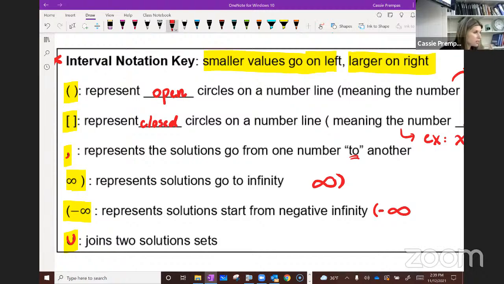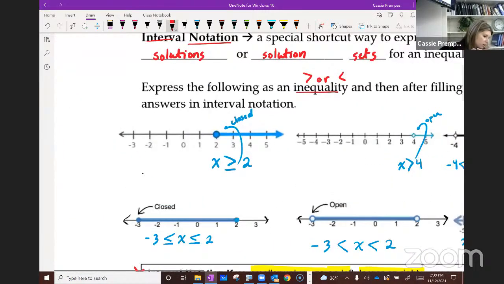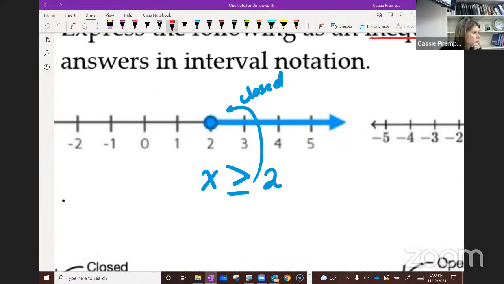Okay, now we're going to see how you use this key. So go back up to the example that we first did, x is greater than or equal to 2. And I'm going to ask you this. What is the smallest number that x could equal? 2. So we'll start with 2. And can x actually equal 2? Yeah, it's a closed circle. So what symbol do you think we're going to put around the 2?